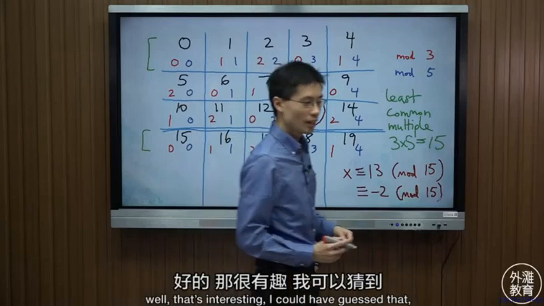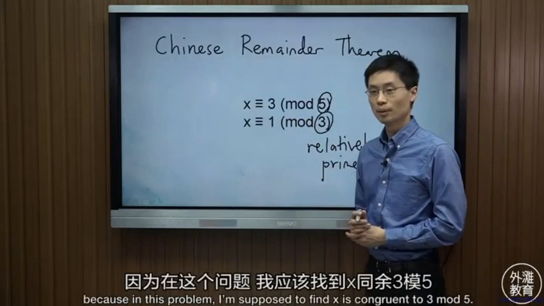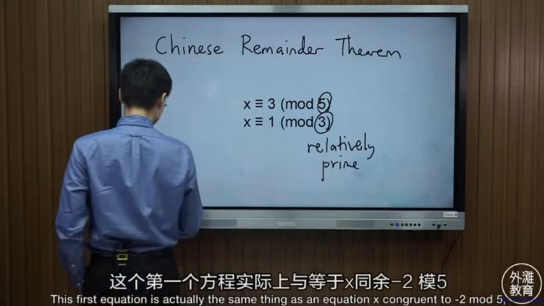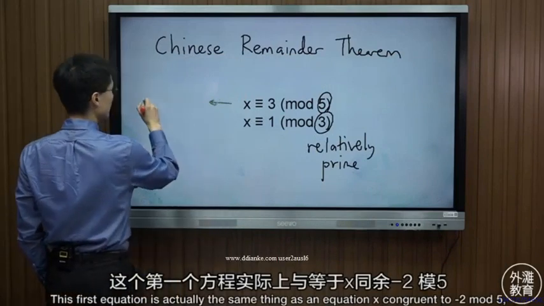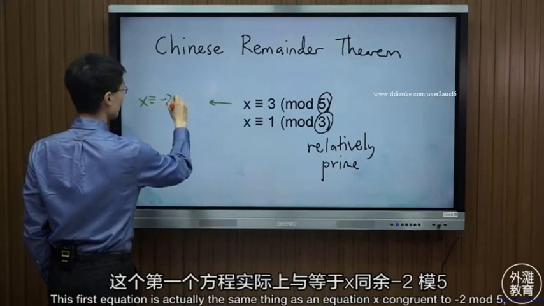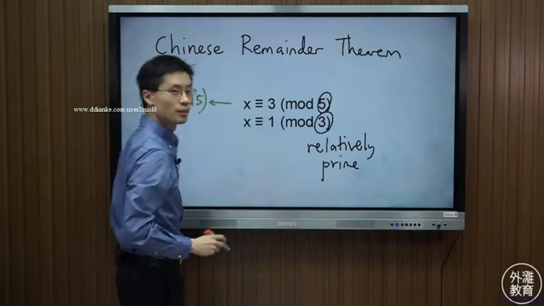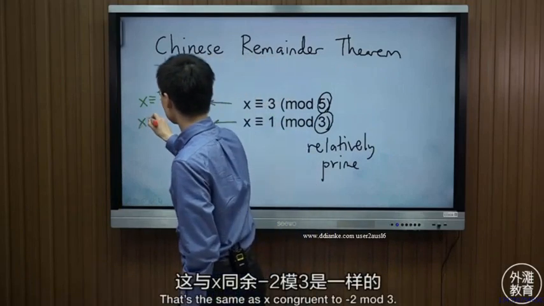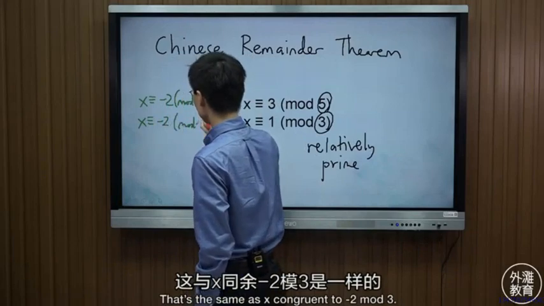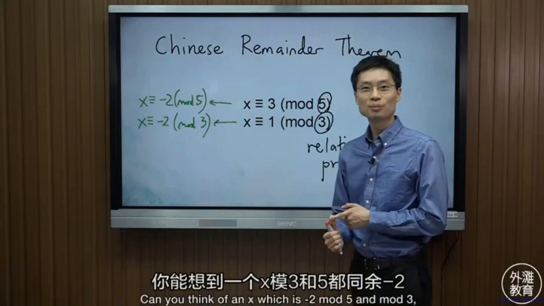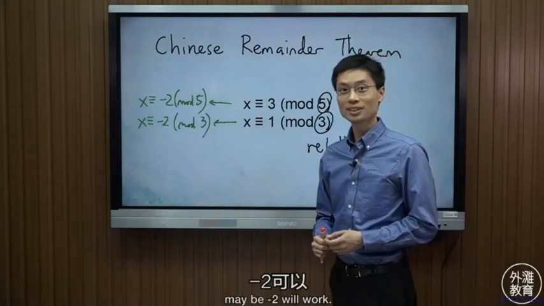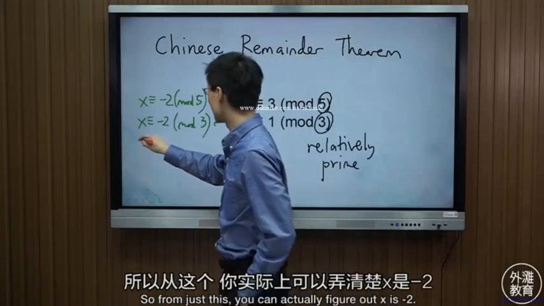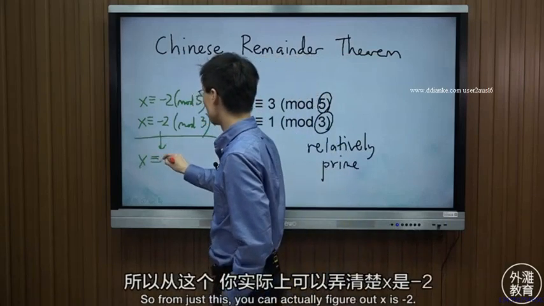Well, that's interesting. I could have guessed that. Because in this problem, I'm supposed to find x is congruent to 3 mod 5. This first equation is actually the same thing as an equation x congruent to minus 2 mod 5. The second equation, 1 mod 3, is the same as an equation x congruent to minus 2 mod 3. Can you think of an x which is minus 2 mod 5 and minus 2 mod 3? Maybe minus 2 would work. So you can know immediately that minus 2 is a solution. So from just this, you can actually figure out that x is minus 2.